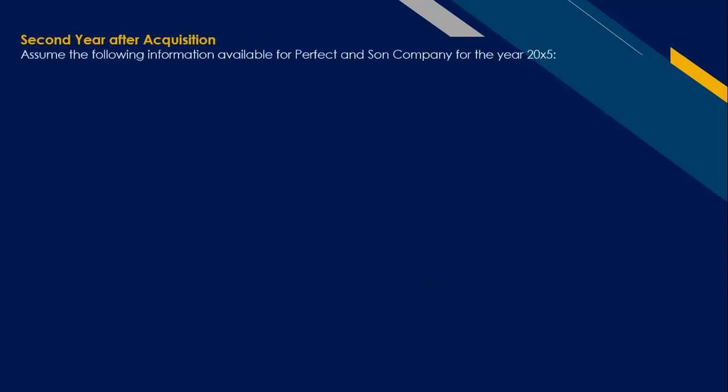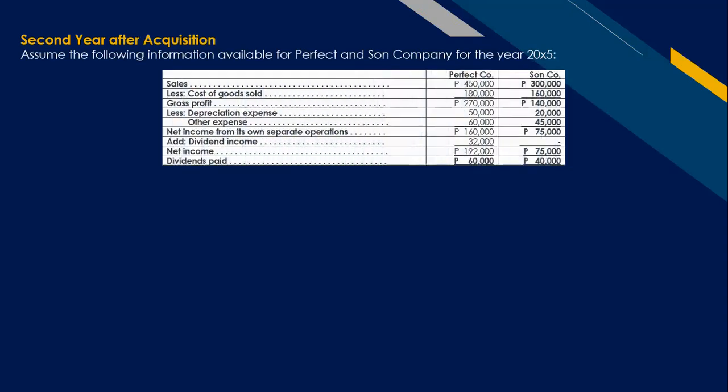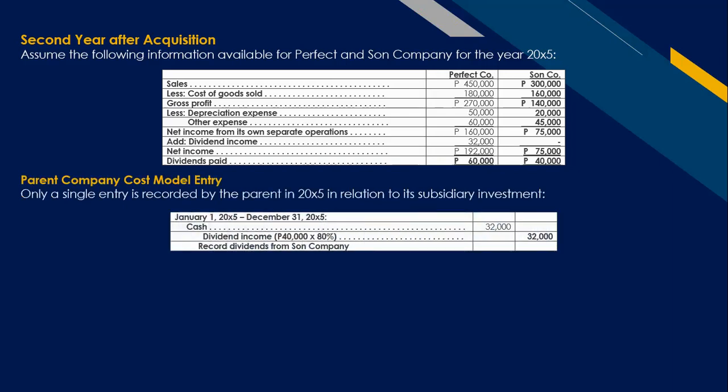Then the second year after acquisition, assume the following information available for Perfect and Son Company for the year 20x5. So we have now the sales, cost of goods sold, then we have depreciation, other expense, net income from its own separate operations. Then we add dividend income, and we have the net income of the parent and the subsidiary in their separate statements. So likewise, we have the dividends paid. Parent company cost model entry. Only a single entry is recorded by the parent in 20x5 in relation to its subsidiary investments. So debit to cash and credit to dividend income at 80%.